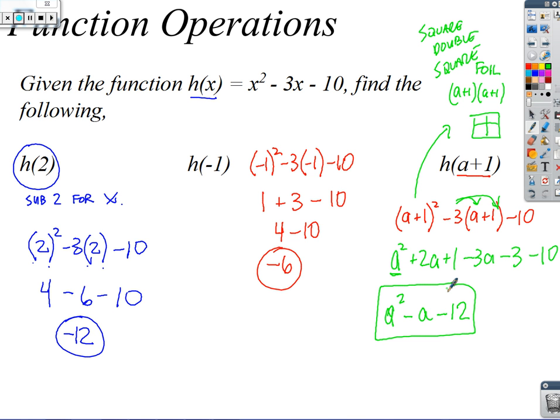So that would be my final answer. There will be a's in your answer because there is an a in the original problem.